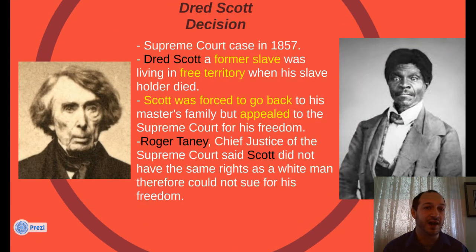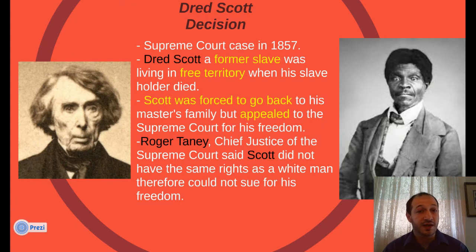And that's the Dred Scott decision. Dred Scott, who you can see on the right of the screen, was a slave who was brought to free territory with his slave master and lived there for 10 years. Dred Scott's slave master died. And when he died, Dred Scott assumed he was a free man because he was living in free territory.